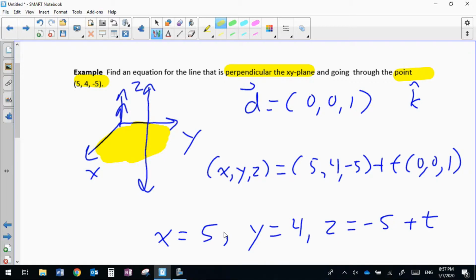In fact, think about it. x is always 5, y is always equal to 4, and z is really whatever you want it to be. Take negative 5 and add t, you'll get to every single possible z there is. It's kind of like a vertical line almost. It's almost like a special case in this example.